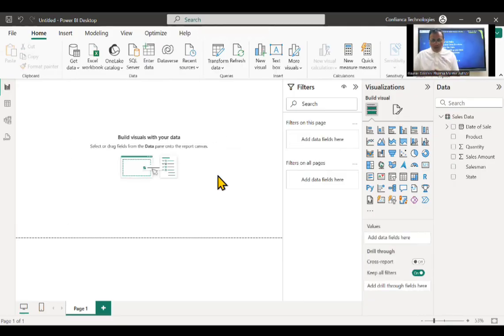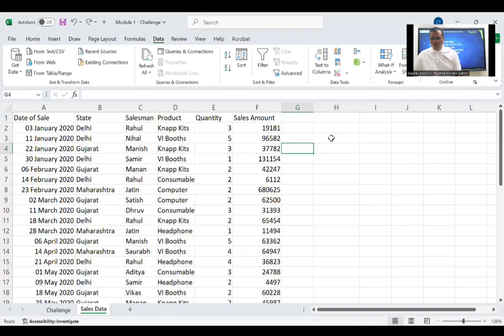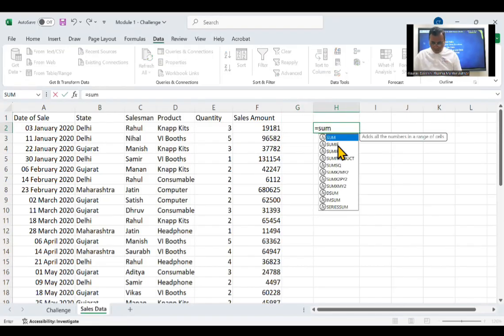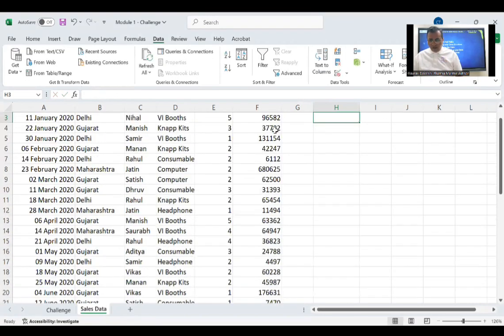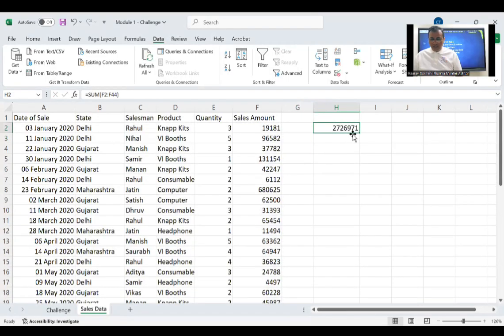So anything that we want to solve, let's say I want to identify the total amount of sales. First of all, we will understand the concept of aggregation. Now what is the concept of aggregation in terms of Power BI or Tableau for that matter? Let's say if I do sum of this entire column and click enter over here, you can see it says 2726971.